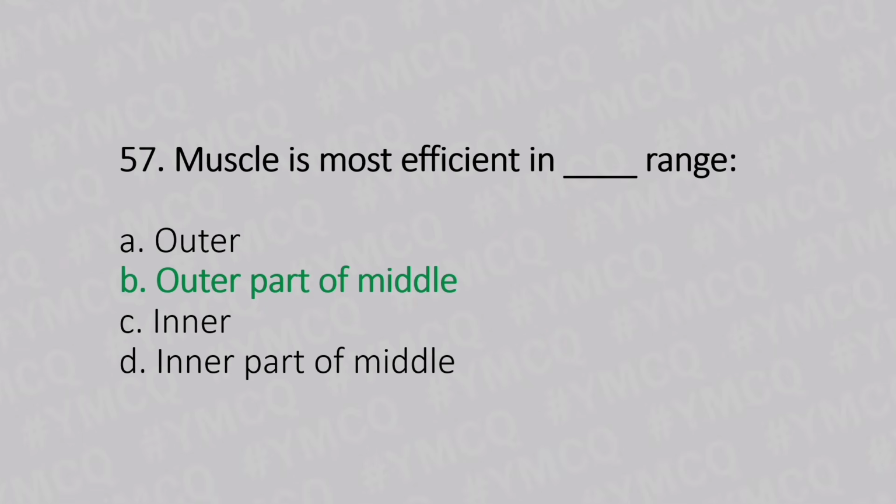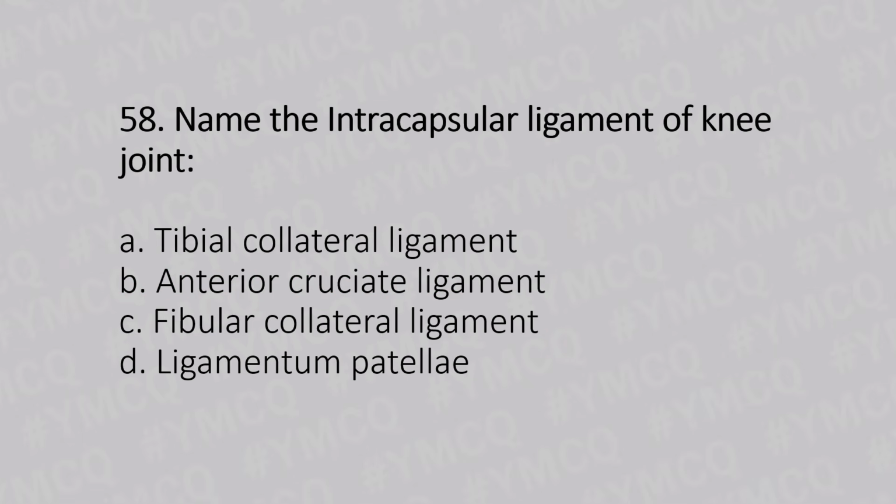Moving to our 58th question. Name the intracapsular ligament of knee joint. Option A, tibial collateral ligament. Option B, anterior cruciate ligament. Option C, fibular collateral ligament. Option D, ligamentum patellae. And the answer is option B, anterior cruciate ligament.